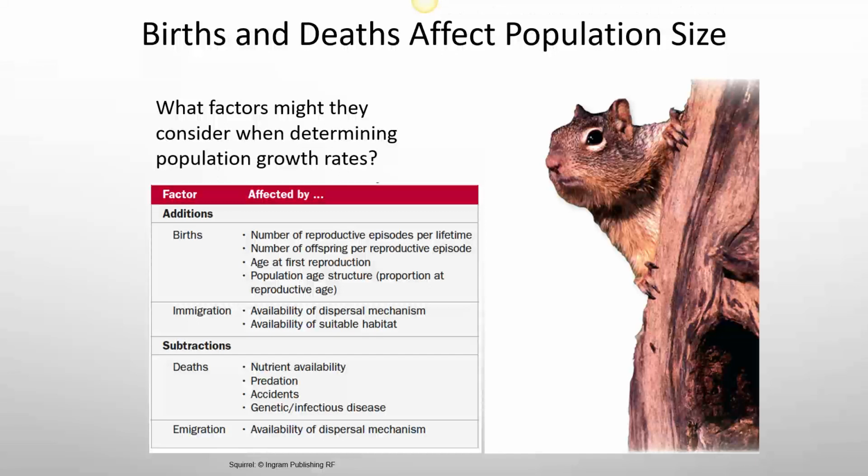What factors might they consider when determining population growth rates? Well, they look at these factors: the birth rate, immigration rate, deaths, and emigration. So births and immigration, or movement of species into a population, will increase the number, while deaths and emigration, or movement of species out of a population, decrease population growth.